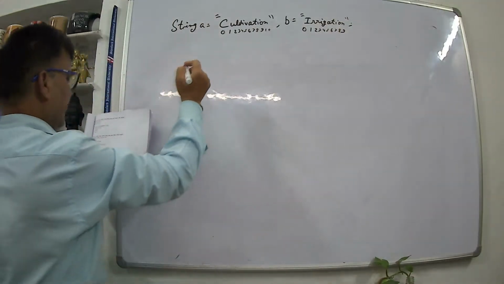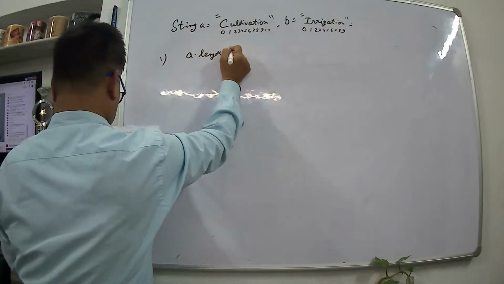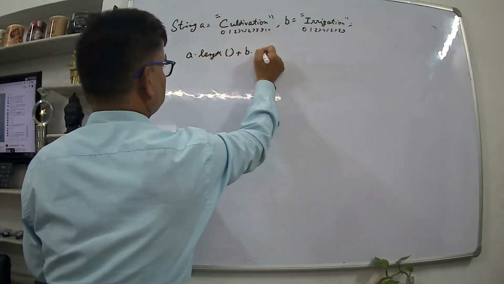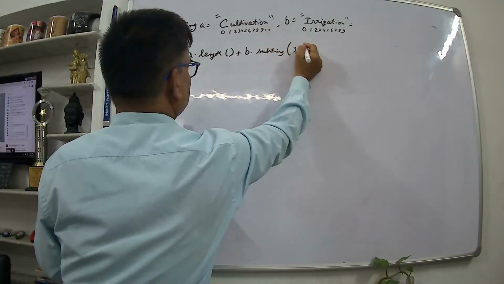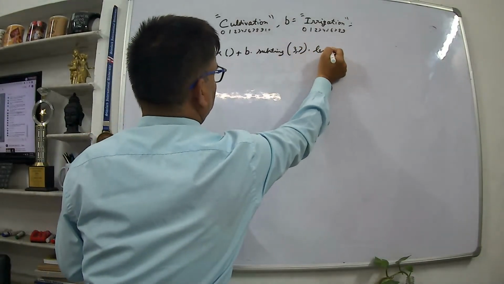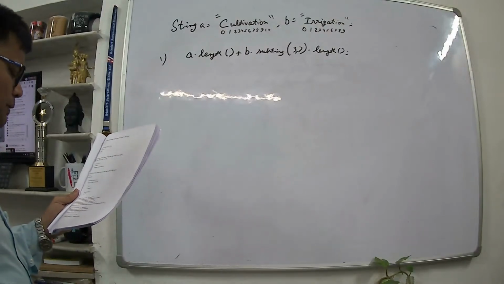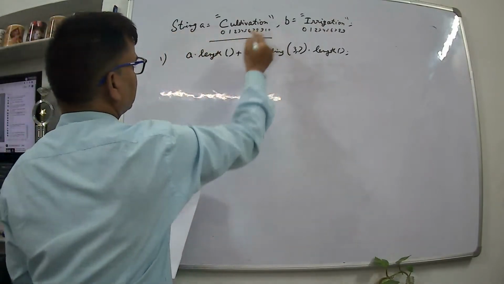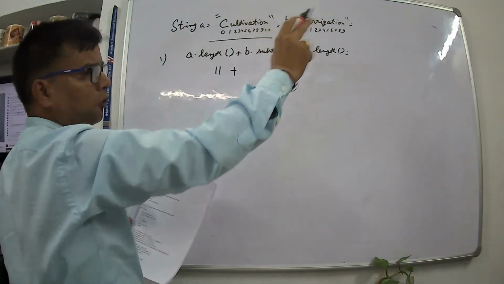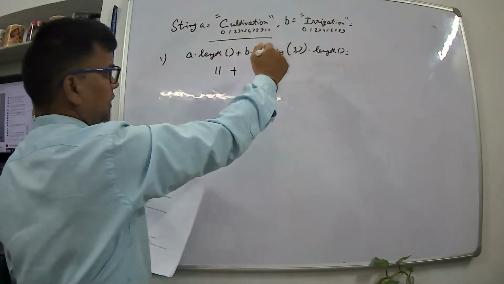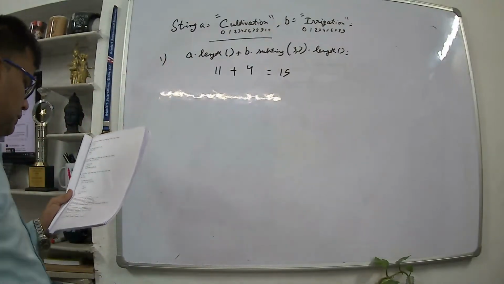The question is number one, a.length plus b.substring 3 comma 7 .length. Now just see, a.length will come how much? 11, plus b.substring 3 comma 7. So 3, 4, 5, 6, 4 letters. Length will be 4, 11 plus 4. So this will be 15. Okay? Second one.